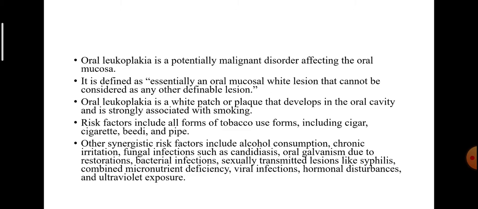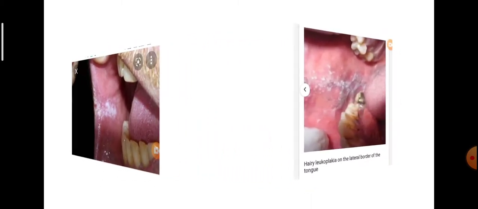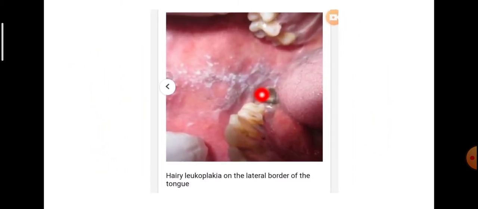Other synergistic risk factors include alcohol consumption, chronic irritation, fungal infections such as candidiasis, oral galvanism due to restorations, bacterial infections, sexually transmitted infections like syphilis, combined micronutrient deficiency, viral infections, hormonal disturbances, and ultraviolet exposure. This is leukoplakia on the buccal mucosa. Hairy leukoplakia on the lateral border of the tongue.